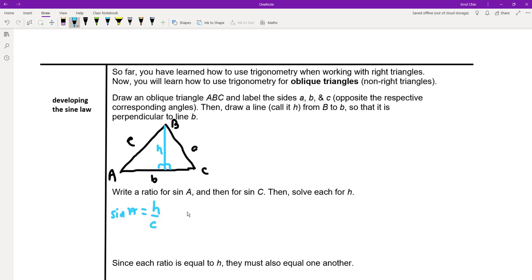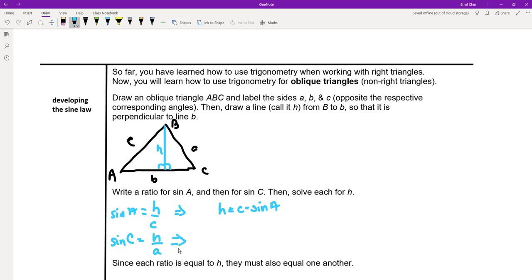Now if we do a little bit of algebra, I can rewrite H: the height of the triangle is c times sine of angle A. Now, can you write a ratio for sine C? Well, here's my target angle, that means I'm standing here, that means opposite over a, right? So sine of capital C is, again, H over little a.